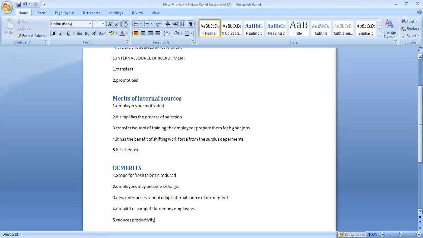giving them a chance to improve their skill as well as talent. So at that point of time, employees really get motivated and really work hard, and they will never ever quit the job or go out of the organization for any other purpose.